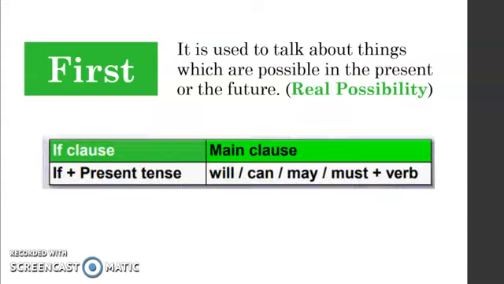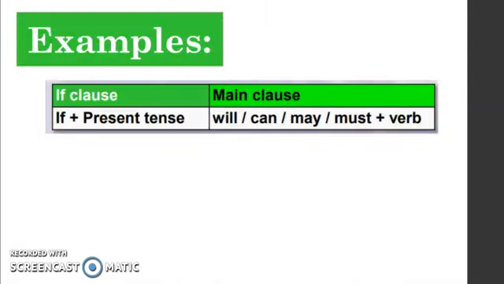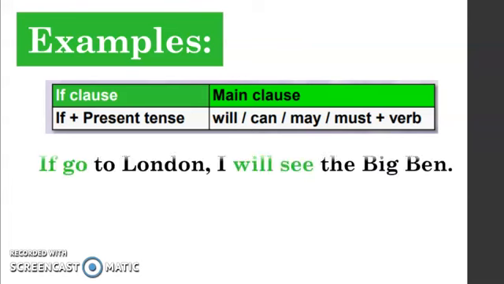Now, this is the form of this conditional. In the if clause, we have if plus present tense, present simple, but in the main clause, you will use will plus the verb. Okay? Still the same with the zero conditional. All you have to do is remember or familiarize yourself with its form. Now, let's have an example.